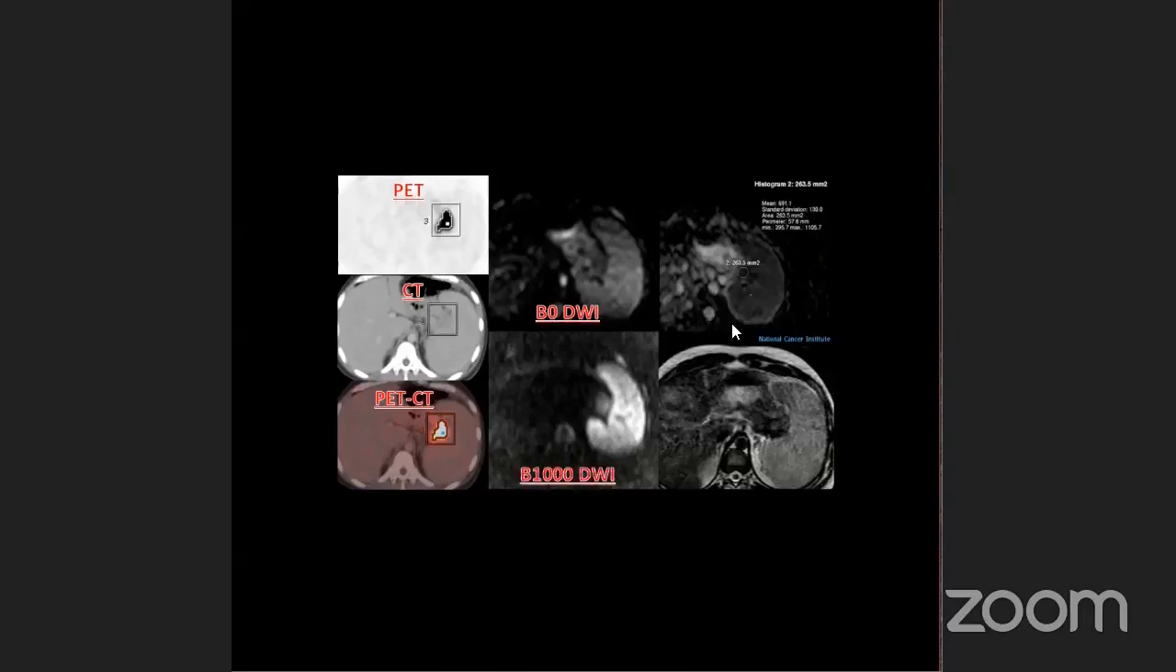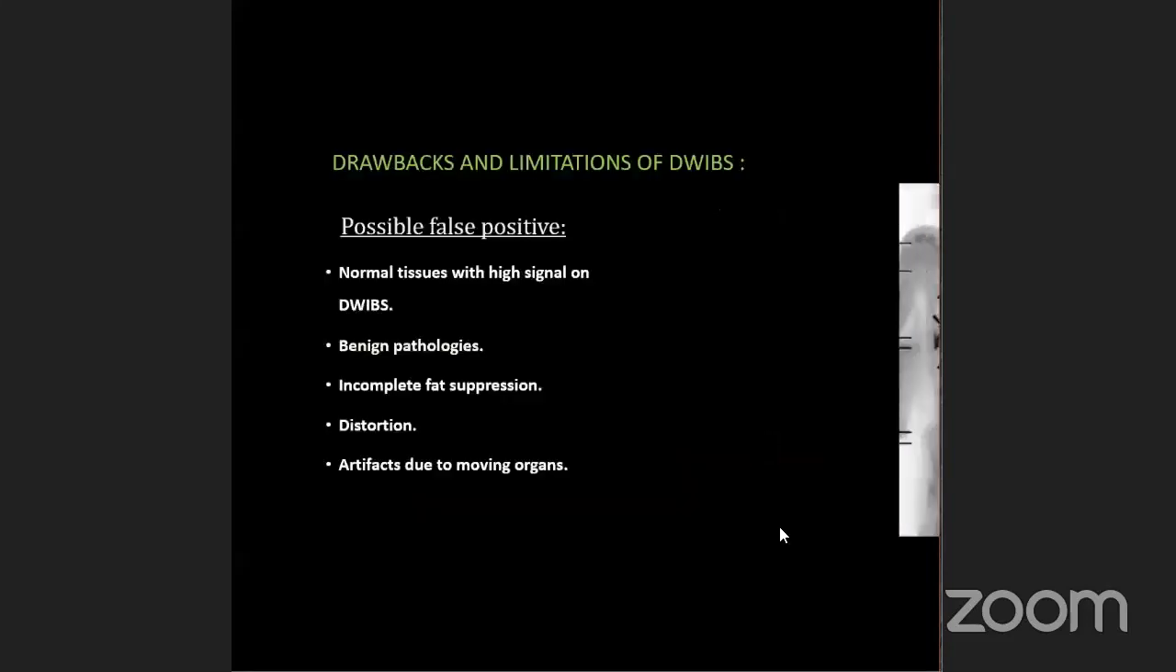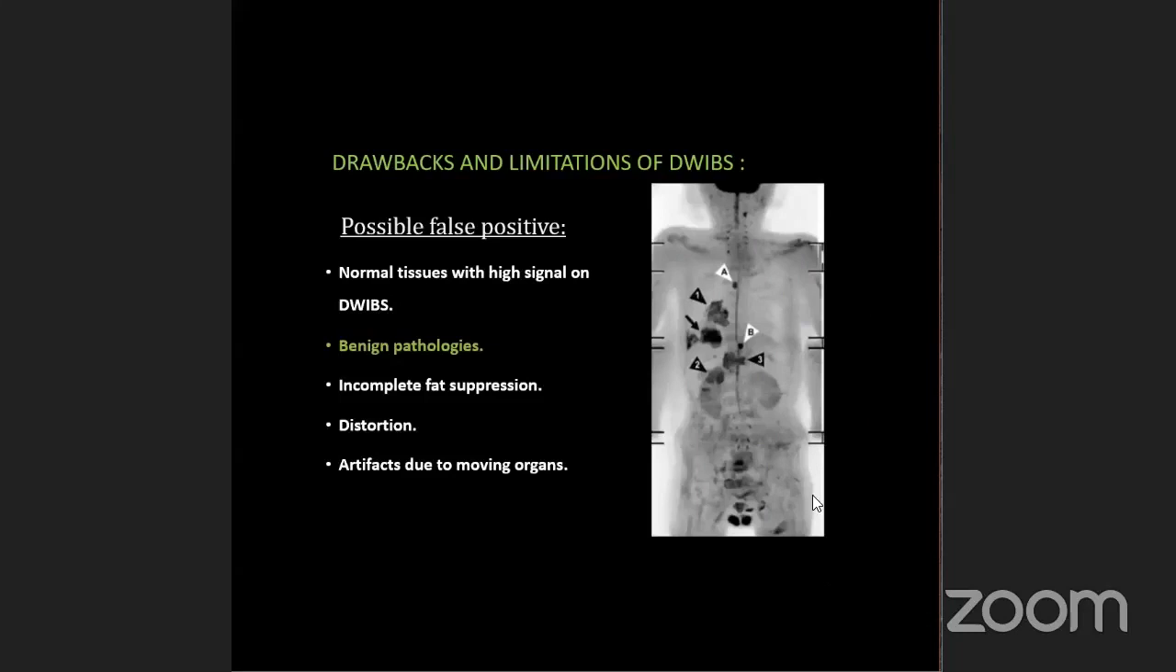So you can see that this case shows it is very, very useful to use diffusion as whole body or even as a single part. Can you see that even the hidden area beside the spleen, you can detect it in the MRI diffusion as well. Okay, so there are some pitfalls also in the diffusion.